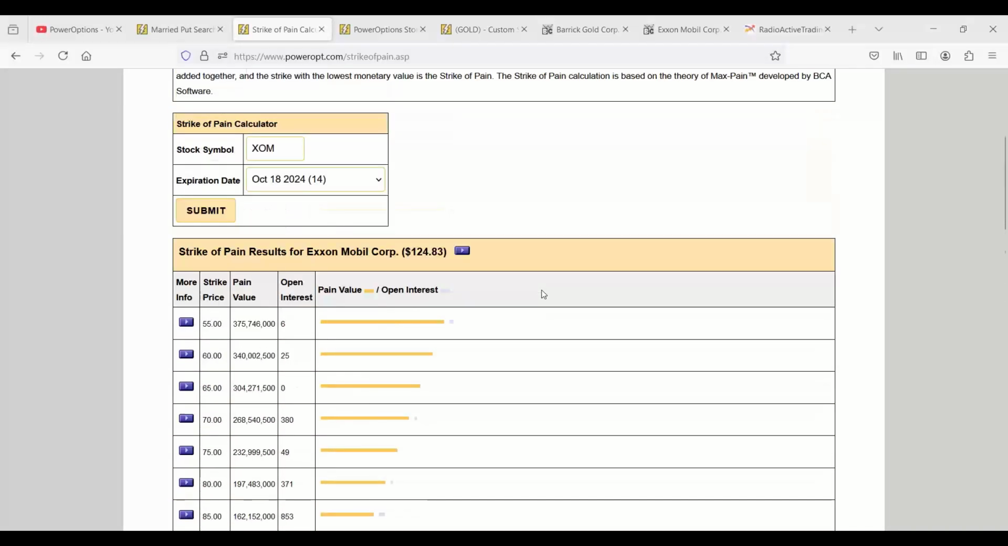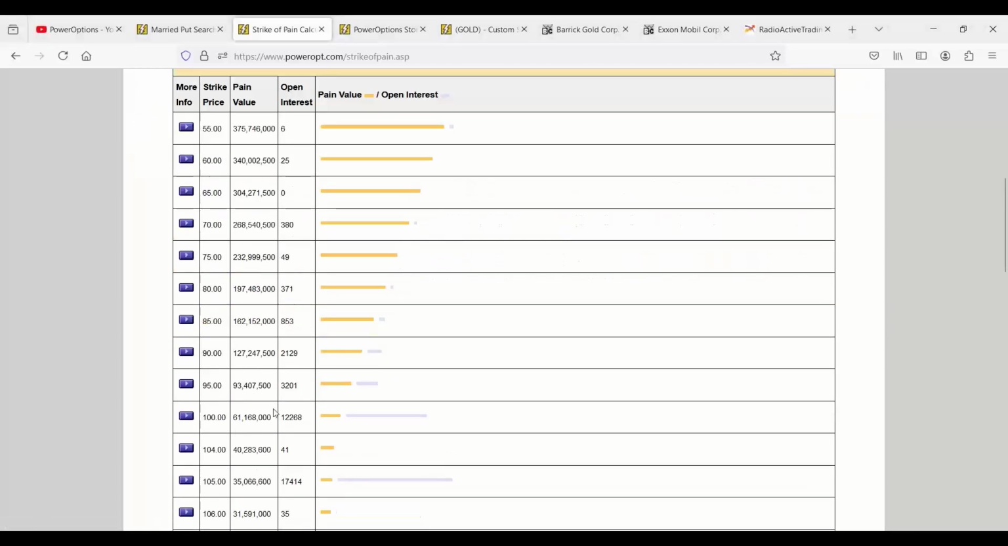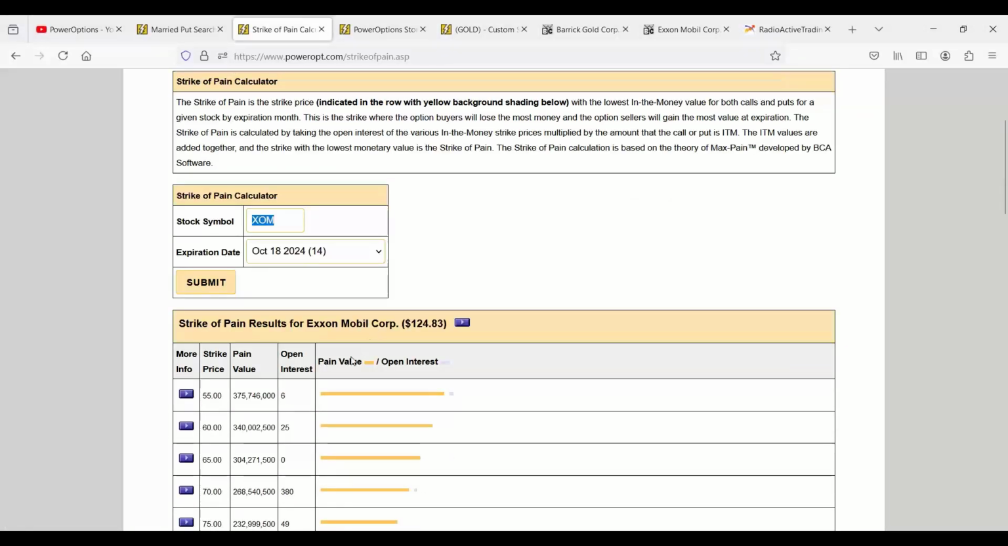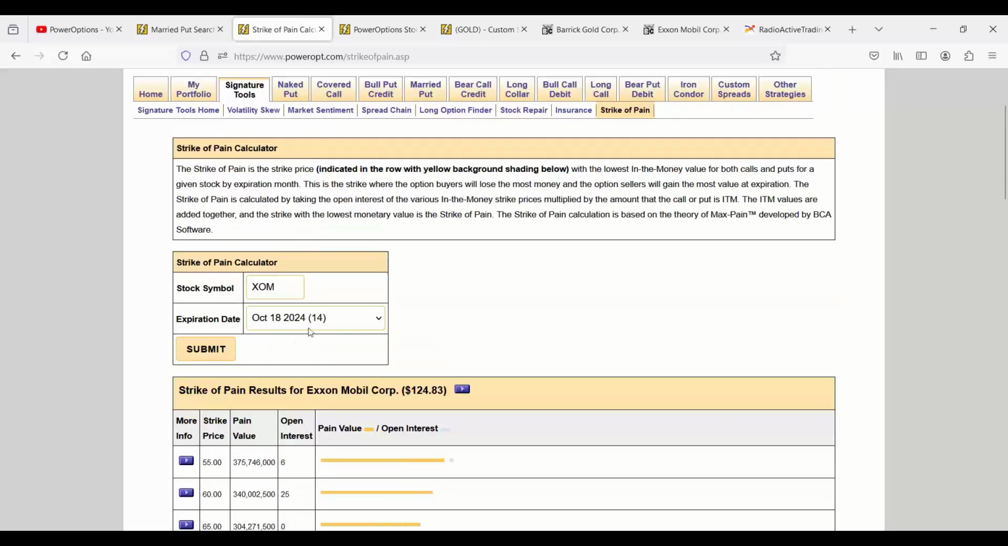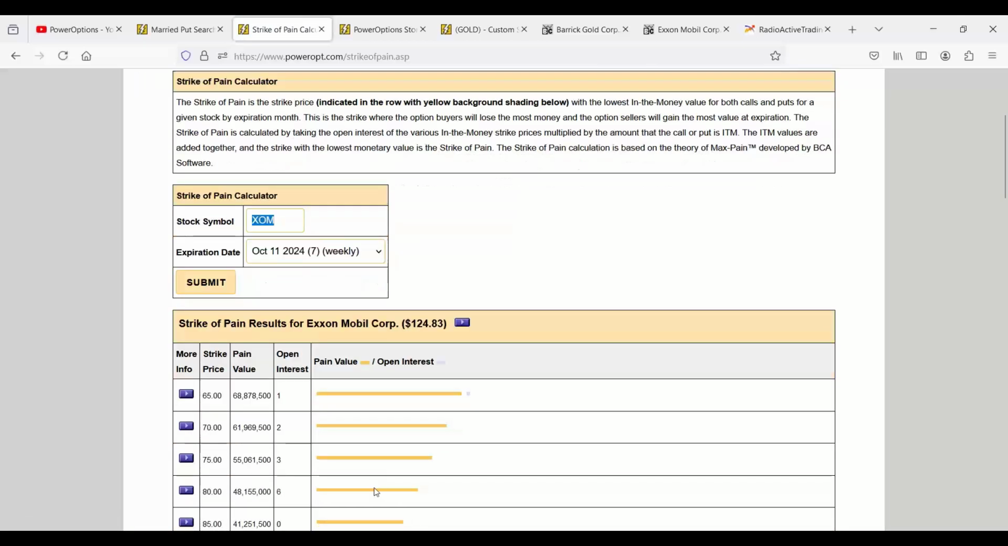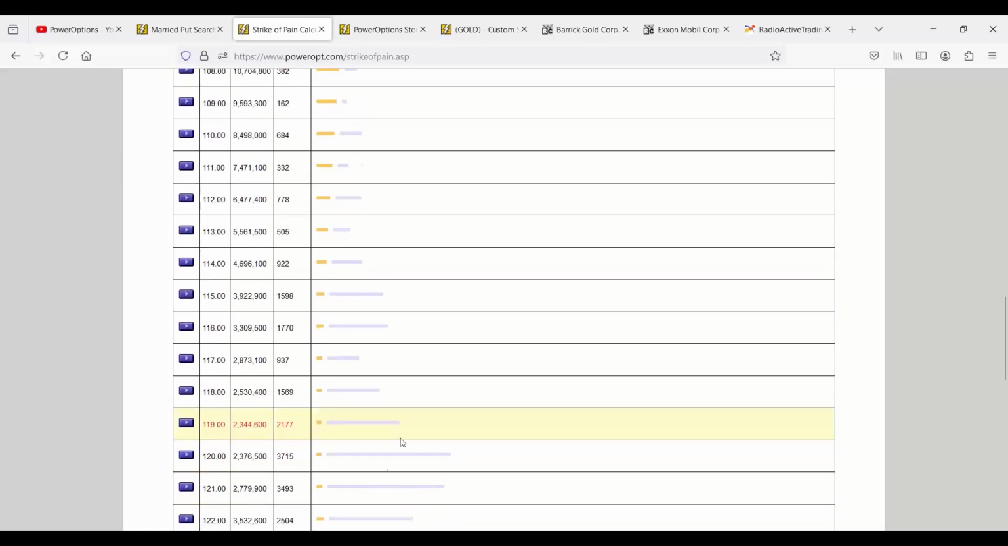But that's the strike of pain, Jack. Signature tools, strike of pain, put in your symbol and your expiration. Okay, let's do that. 14 days out, we saw it was the 116 strike is our strike of pain. Let's go 7 days out. Is it going to change? Should be around 116, but I'm not going to be surprised if it's 114 or if it's 118. No, it's 119. That's interesting, isn't it? So next week, the strike of pain has us at the 119 strike. 2 weeks out, it has it below that at 116.